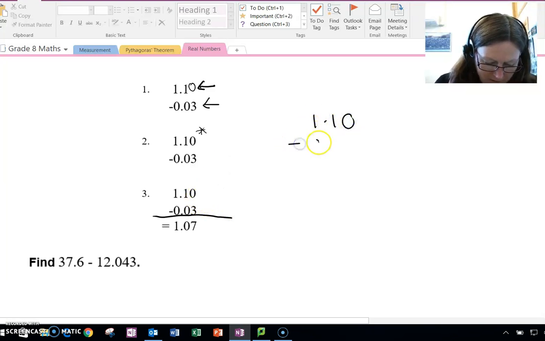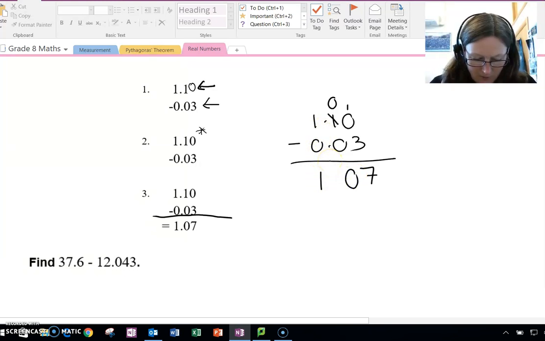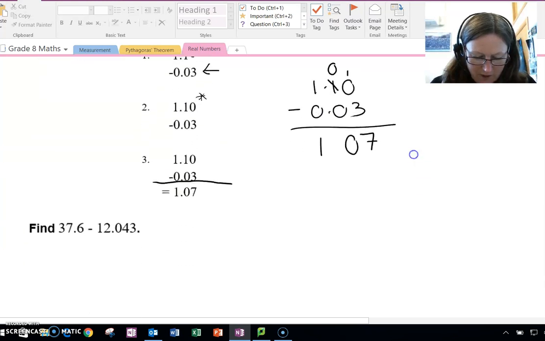1.10 subtract 0.03. We can't take 3 from 0, so we change that 1 to a 0 and add the 1 there. So 10 take 3 is 7. 0 subtract 0 is 0. 1 subtract 0 is 1. So we do, as it said, normal subtraction, and we don't forget to put the decimal point there. It's lined up there, so we line the decimal point up straight underneath.